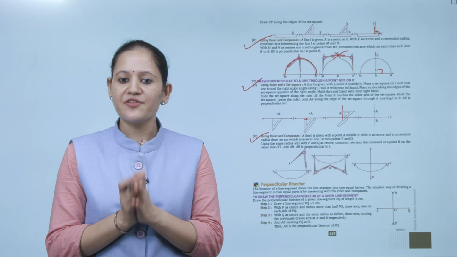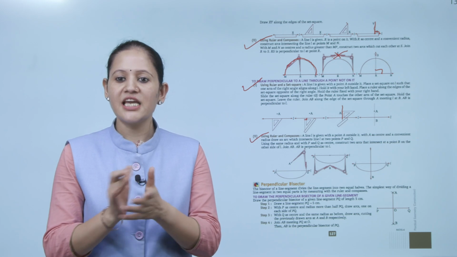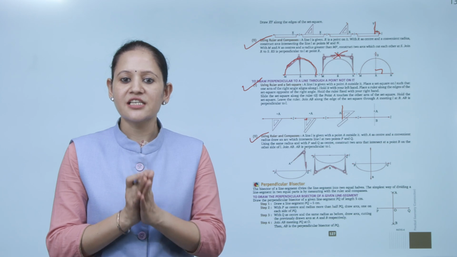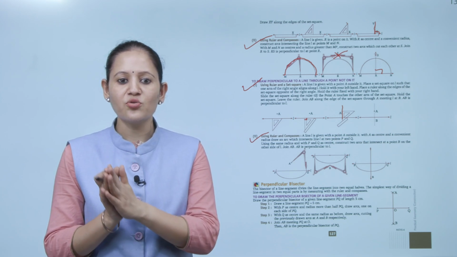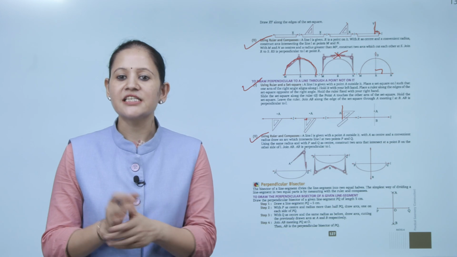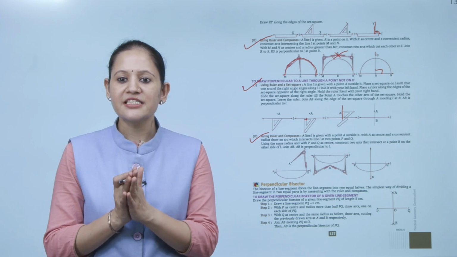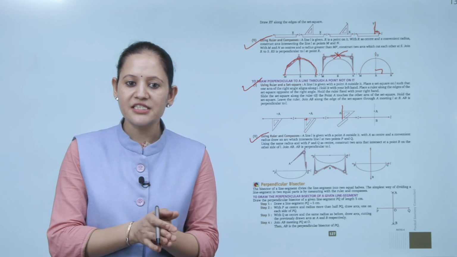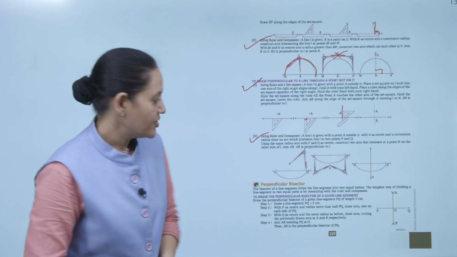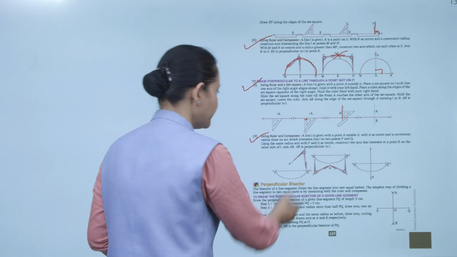A line L is given with the point A outside it. With A as the center and a convenient radius, draw an arc which intersects the line L at the 2 points P and Q. Using the same radius, with P and Q as the center, construct two arcs that intersect at the point B on the other side of L. Join AB. AB is the perpendicular to L.